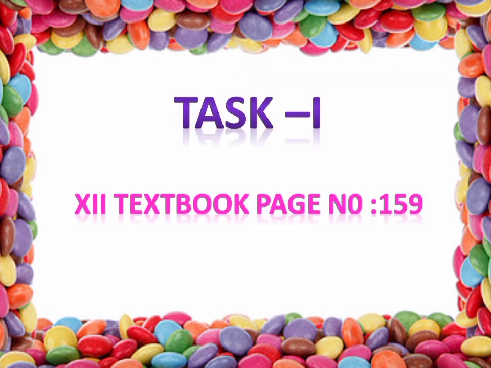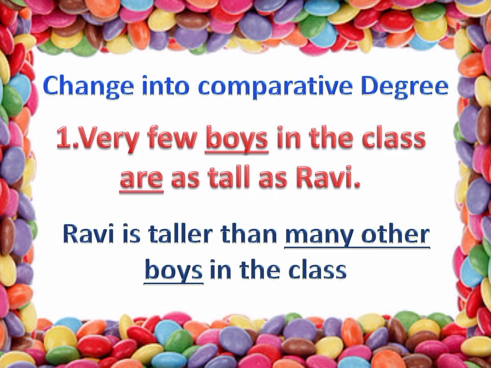Now let us try to transform the sentences given in our 12th textbook, page number 159, task 1, to transform the sentences using the comparative degree without changing the meaning. The first one is, very few boys in the class are as tall as Ravi. It is OMV model. The noun boys is in plural and it is compared with Ravi. Therefore, Ravi is taller than many other boys in the class is comparative degree.